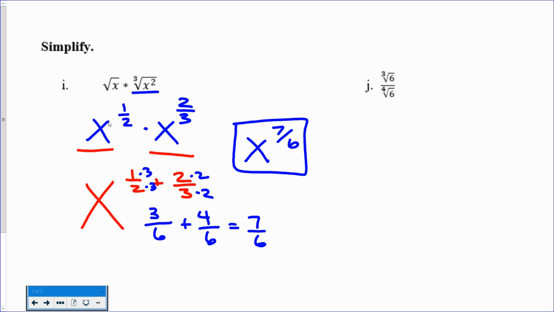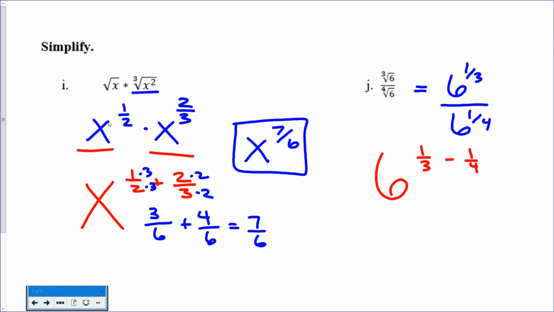With J, very similar situation here. I cannot divide those 6's because they are in different roots. So the only thing I can do is change it to 6 to the 1/3 power since I have the cube root on top, and 6 to the 1/4 power since I have the 4th root on the bottom. Now they have the same base, and when I divide, I must subtract those exponents. So I'm taking 1/3 minus 1/4.